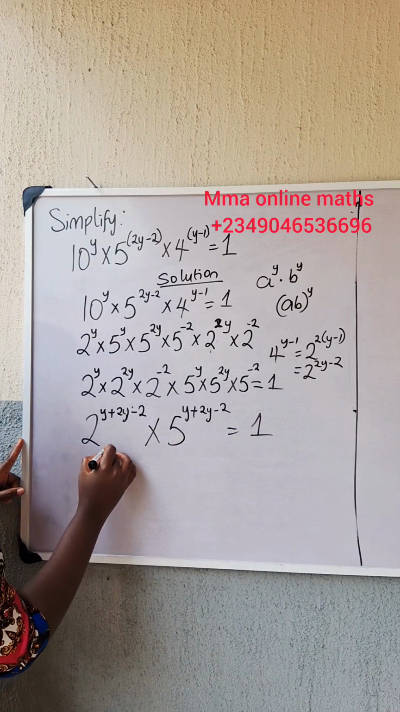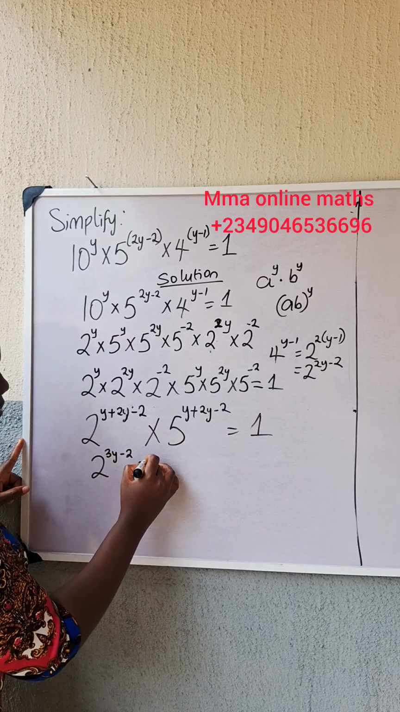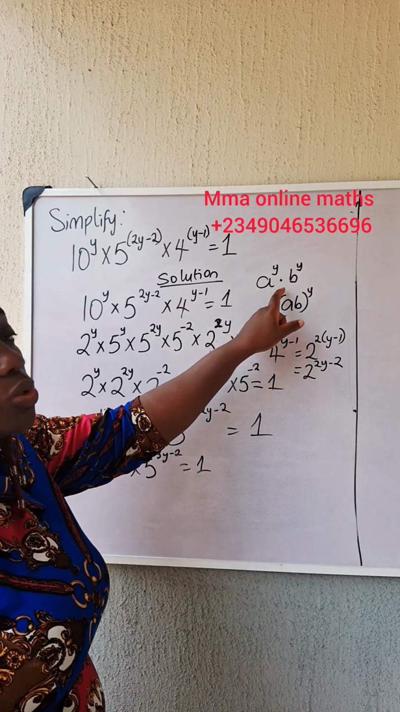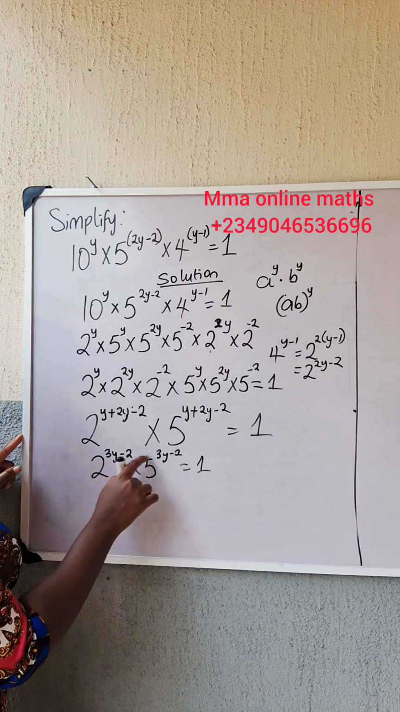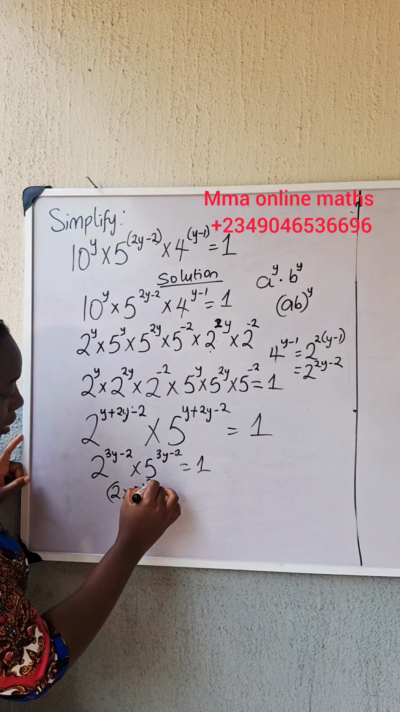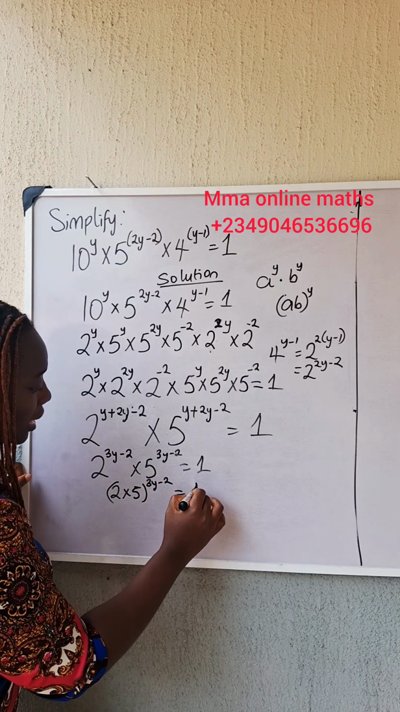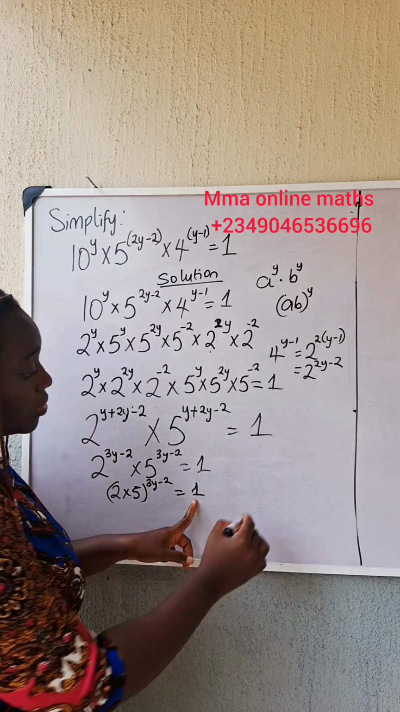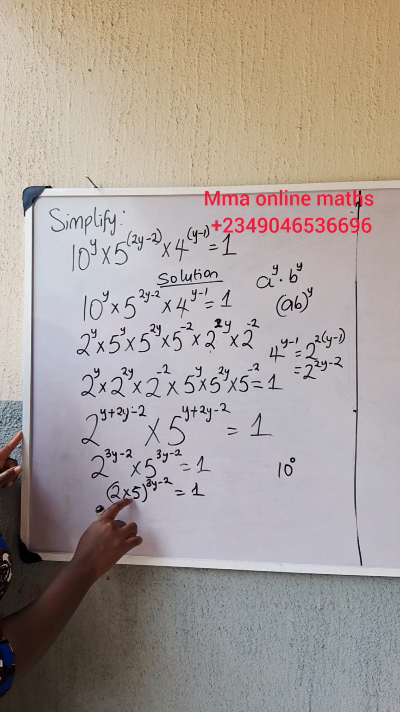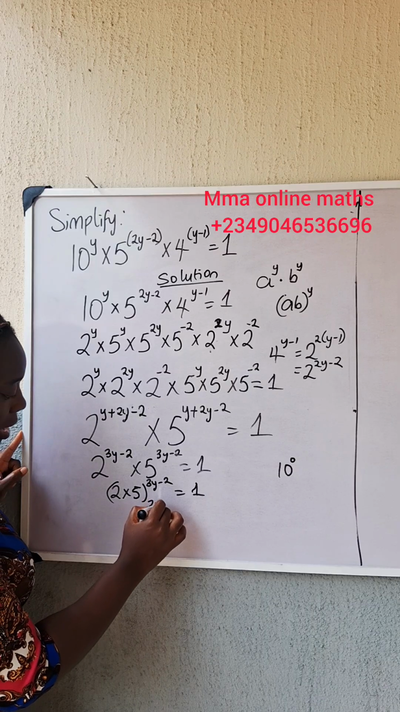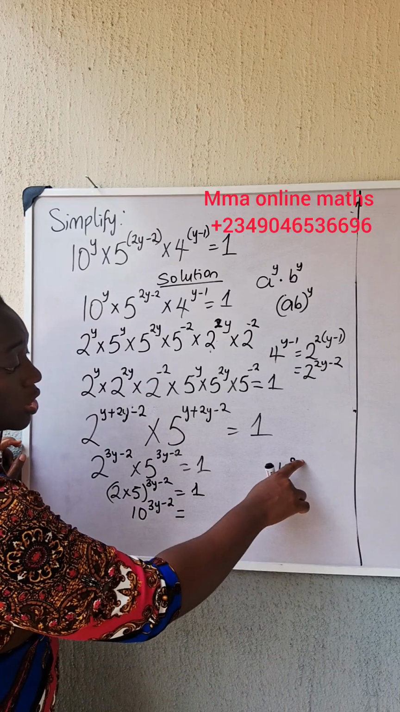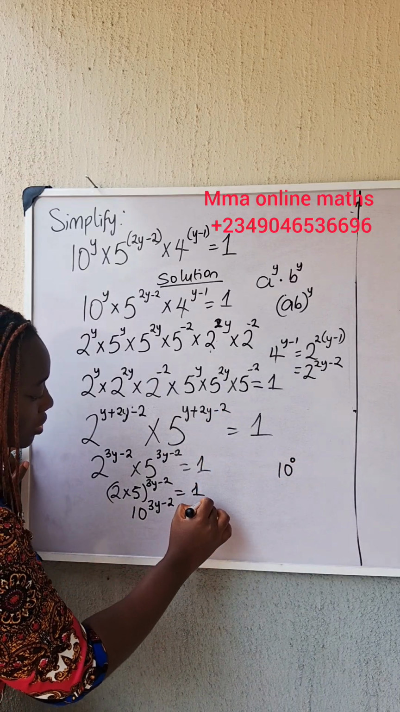So we have 2 raised to power 3y minus 2 times 5 raised to power 3y minus 2 equal to 1. Remember the law we used at the beginning. If you observe, we have the same raised to powers. So this is 2 times 5 raised to power 3y minus 2 equal to 1. Now remember that 1 can also be written as 10 raised to power 0. After we do this, 2 times 5 is 10 raised to power 3y minus 2 equals, now 1 can be written as 10 raised to power 0, because any number raised to power 0 is 1.